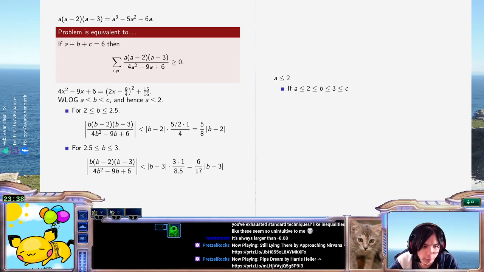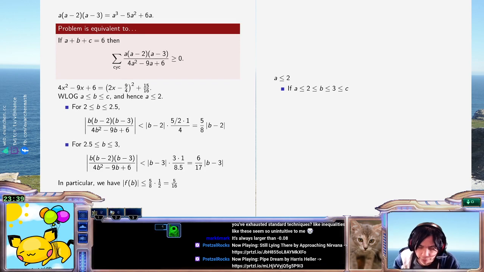Okay, actually, let me do the following. In particular, we have the absolute value of f of b is bounded above by 5/16. I think the true bound is a lot better than that, but the function never becomes more negative than this number. Yeah, this is a strict inequality as well.